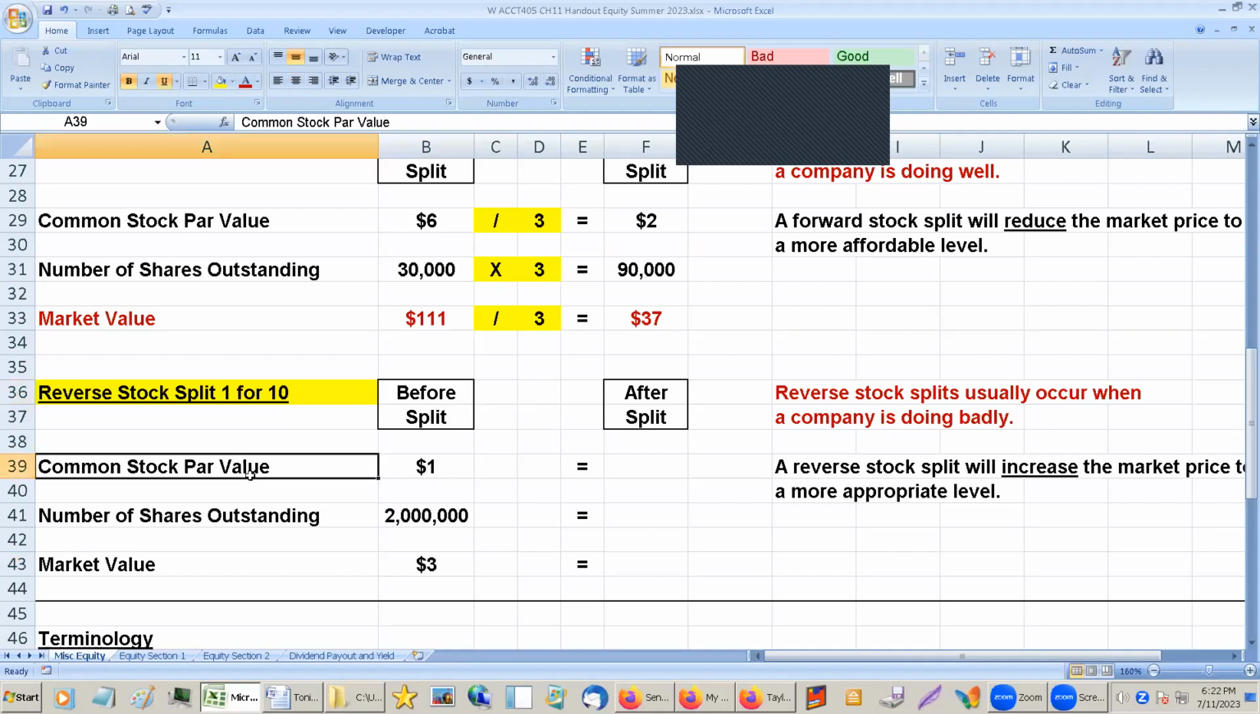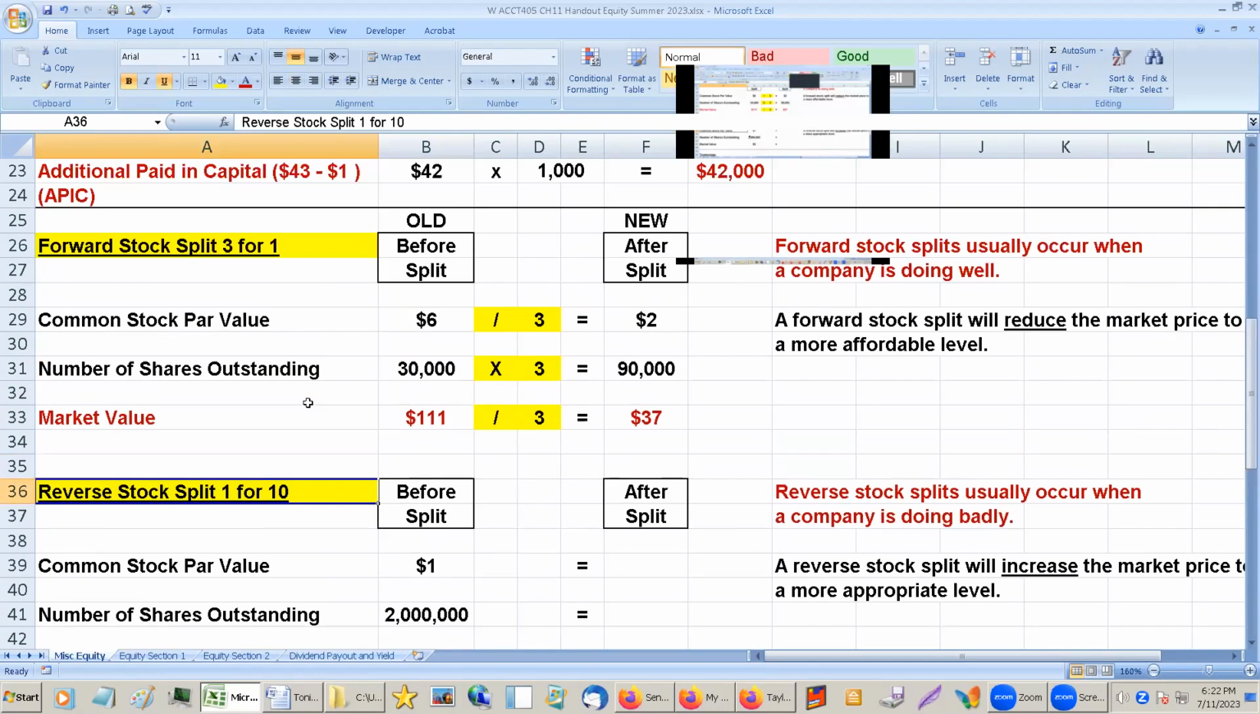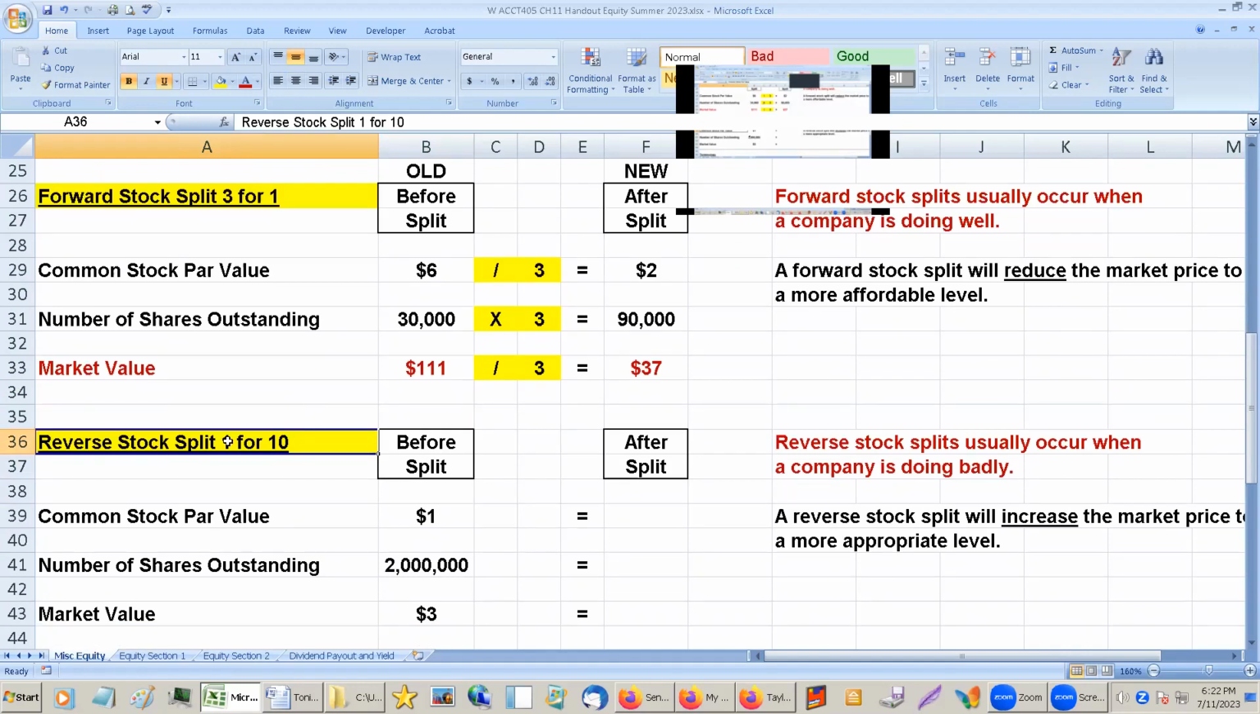So they do a reverse stock split, and a reverse stock split says, okay, for instance, in this case, for every 10 shares of stock you have, you'll get one after the reverse stock split. So it's reducing the number of shares. It's sort of just the opposite of these up here. So the common stock par value. Okay, so this is going to be a reverse stock split. So for every 10 of these, you're going to get one of the other ones. So you're going to have to turn in 10 of these old to get one of the new.